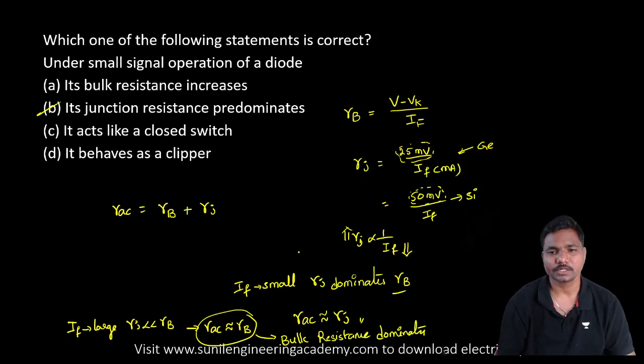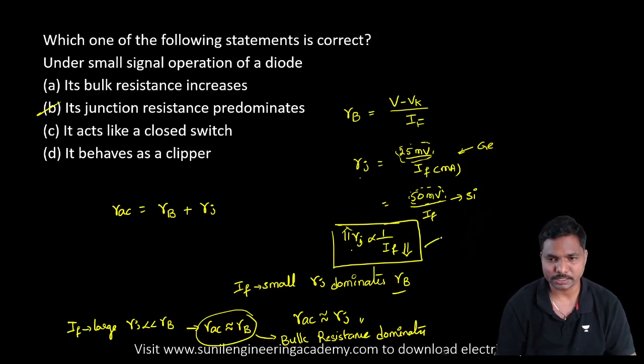Okay, all of you clear? So always consider with respect to RJ. Why? Because here voltage is almost constant. Only it will be with respect to the field current. But here forward voltage is also there. So we consider this one. So junction resistance predominates whenever there is small signal operation. Coming to the next question.